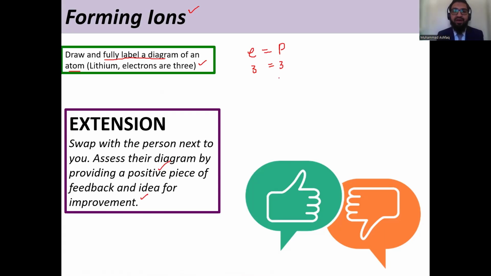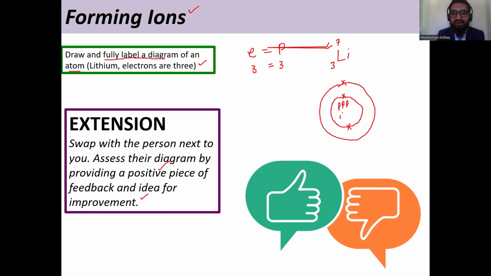So for example, I know this lithium, that's the symbol, its atomic mass is 7 and atomic number is 3. So I know that it has 3 protons, 3 electrons, but the number of neutrons here is 4. So I need to draw in the first shell 2 electrons, and in the second shell 1 electron. I have 3 protons and 4 neutrons. So this is the fully drawn labeled diagram of lithium.